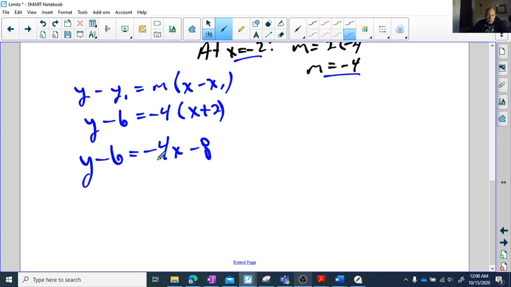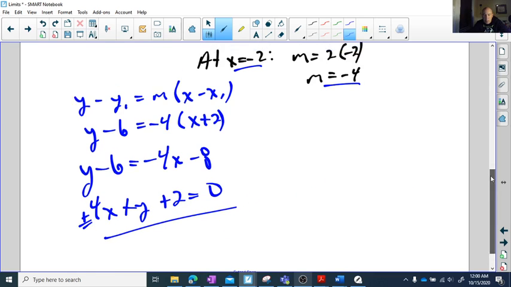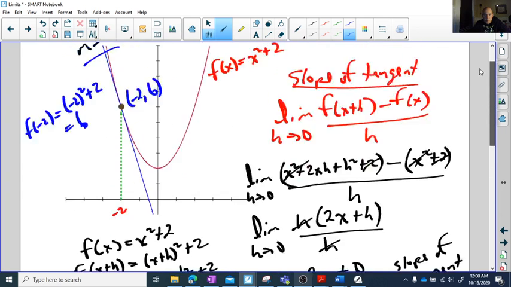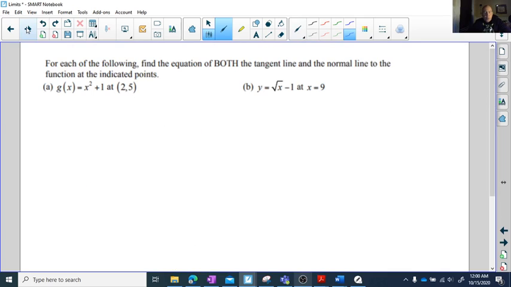I personally like standard, where I make it always equal to 0 and x positive. So everything's going to go this way. 4x plus y plus 2 equals 0. So remember, in standard form or general form, x must be positive, and you're not allowed to have fractions, and you have to have it equal to 0. There you have the equation of the tangent drawn to that graph at x is -2. And we used calculus. I got 2 more that we're going to look at.